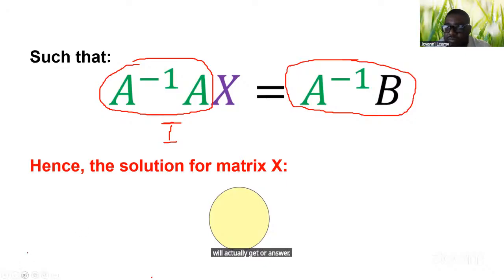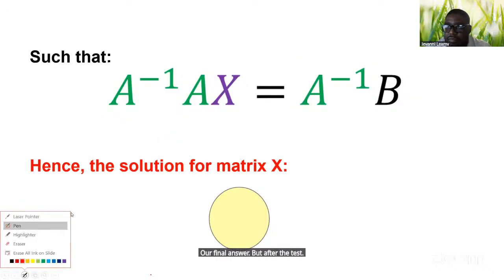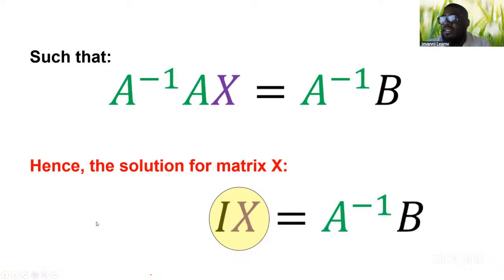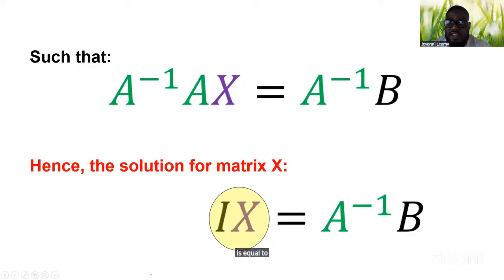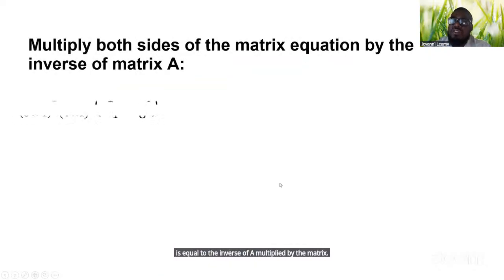Our final answer. Put that to the test. So I X, the identity matrix I multiplied by the matrix X, is equal to the inverse of A multiplied by the matrix B. So let's do that.